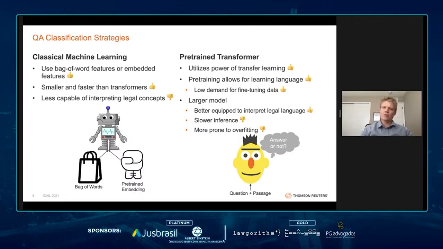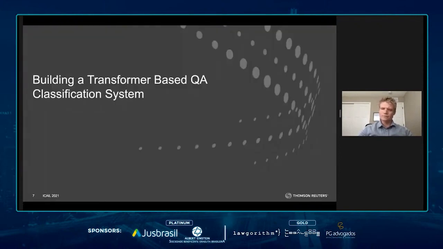Pre-trained transformers, however, are able to utilize the power of transfer learning to learn the English language or whatever language you're working in ahead of time. And then you can do fine-tuning on your specific legal data in order to gain more of a grasp on the legal concepts. Transformers, however, are usually larger models, which makes them better equipped to interpret legal language. However, because of that, they're slower and they're more prone to overfitting.